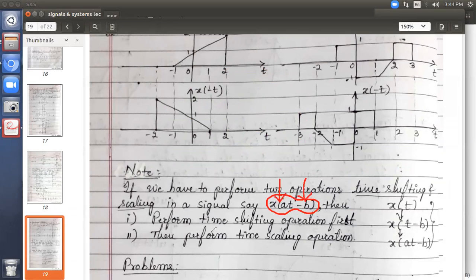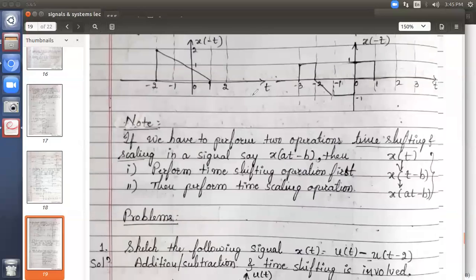Remember this. Whenever this kind of question comes, with shifting and scaling both together in a given question, you have to first go for time shifting and then perform the scaling. It's very important, because if you do it in reverse, if you scale and then shift, whatever you have solved will completely go wrong. Remember, first shifting and then scaling. With this, let's start the problems on this.